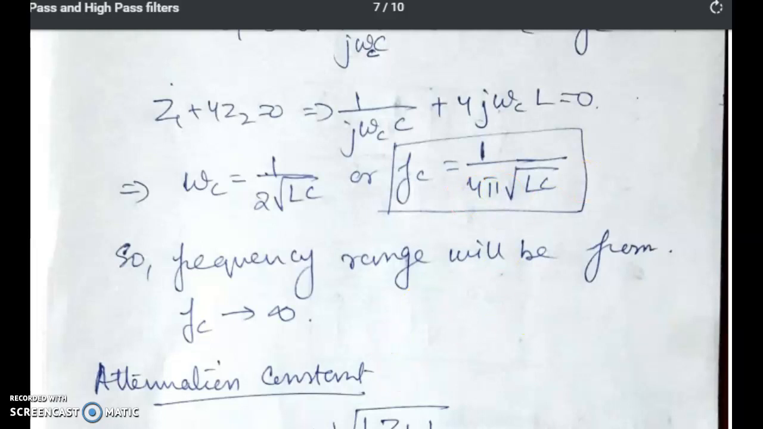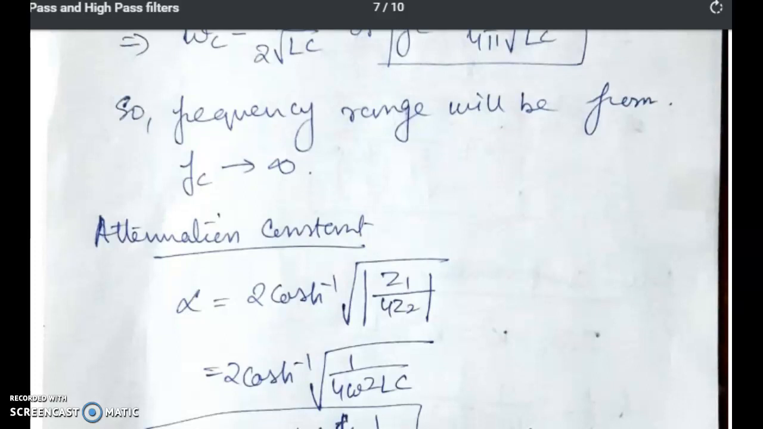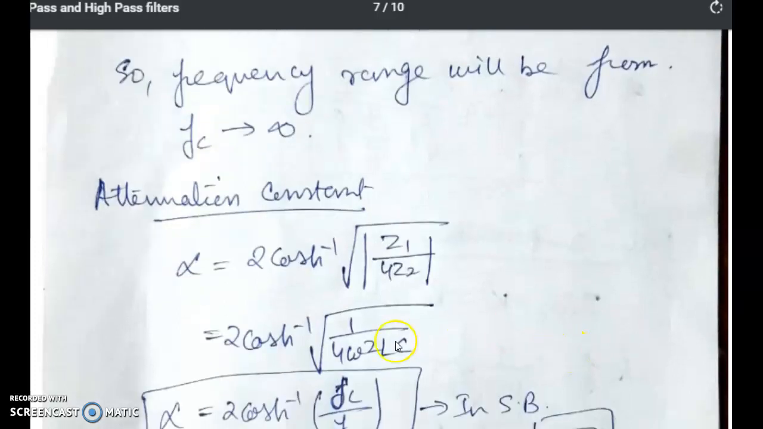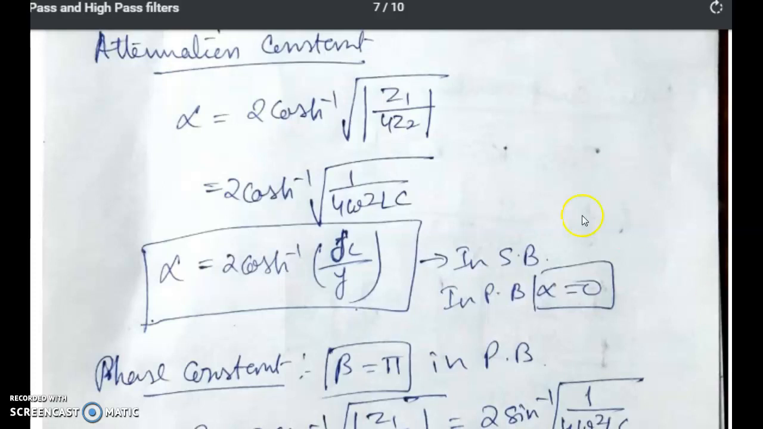Next characteristic is the attenuation constant. Attenuation constant is equal to alpha, which is equal to 2 cos hyperbolic inverse of under root of Z1 upon 4Z2. When we put this value of Z1 and Z2, Z1 is equal to 1 upon j omega c and Z2 is equal to j omega l, you see that alpha comes to be 2 cos hyperbolic inverse of fc upon f. But this alpha will exist in the stop band.